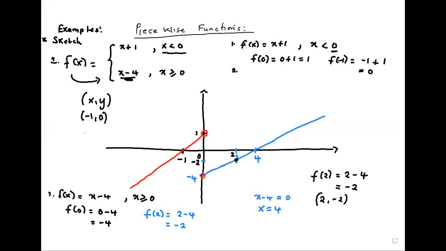How do I know I go to the right? I pick a number bigger than 0, since I'm only allowed to use values of x that are 0 or greater than 0. So I've picked 2. You substitute 2, you get 2 minus 4, which is negative 2. So we put a point 2, negative 2. We have a point there, and then we can now draw a line going this side.